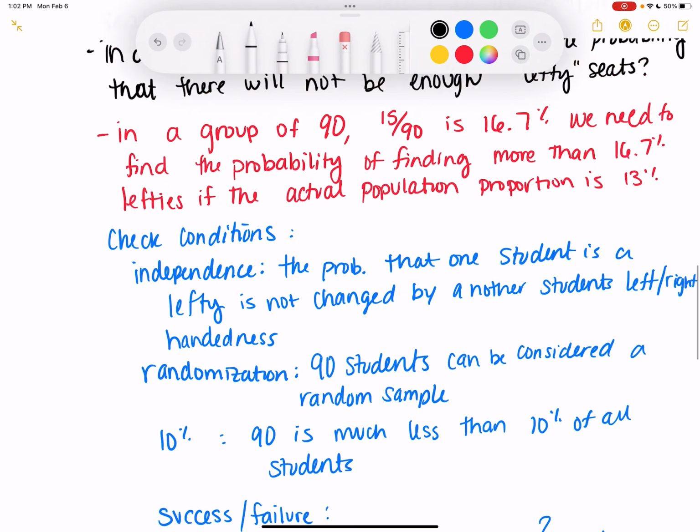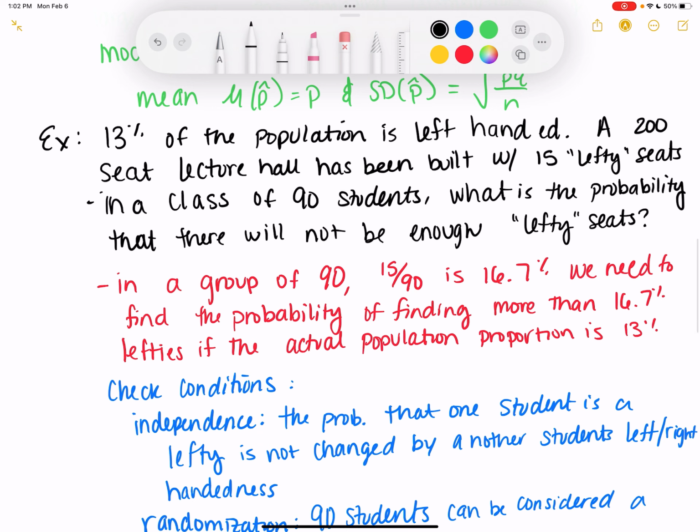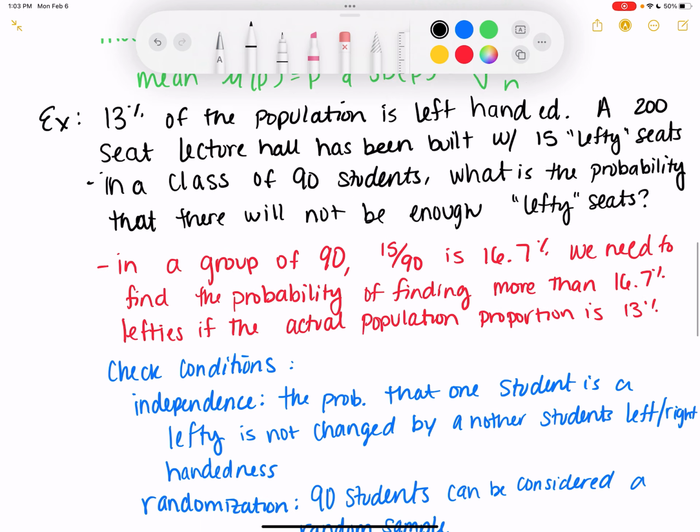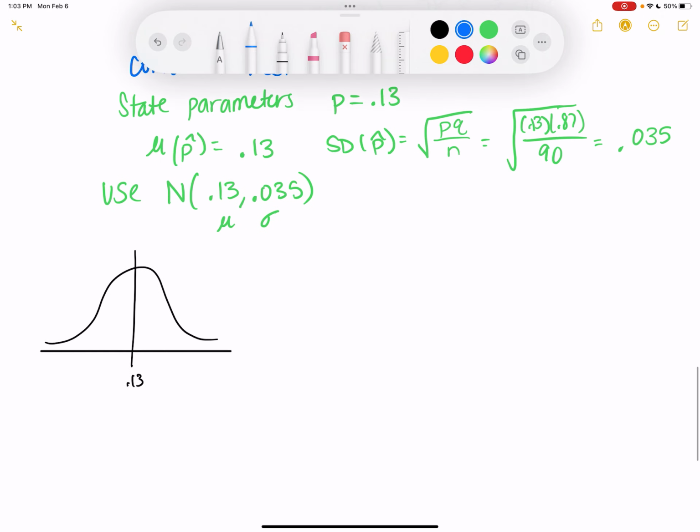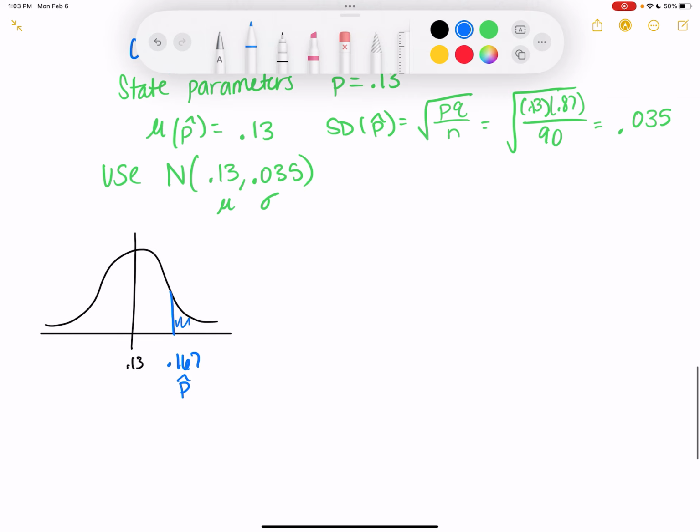Now they told us that 15 over 90 is 16.7%, so we need to find the probability that more than 16.7% are lefties. So that means we're looking at this value over here for 0.167, which is P hat. So this area here is telling us the probability above 16.7%.